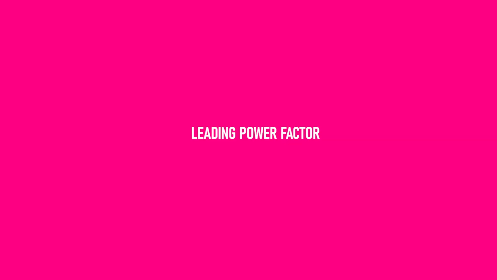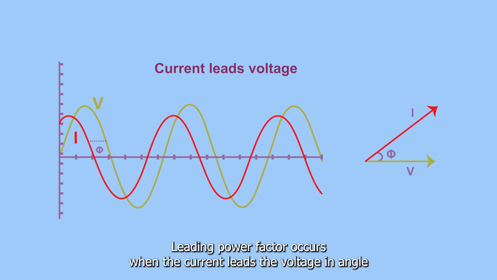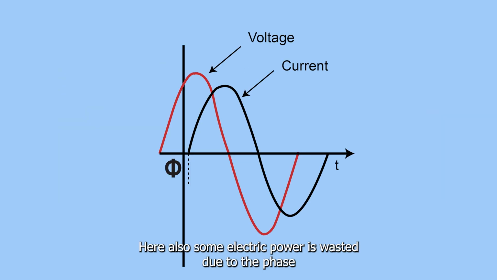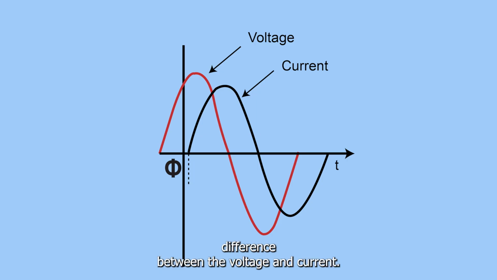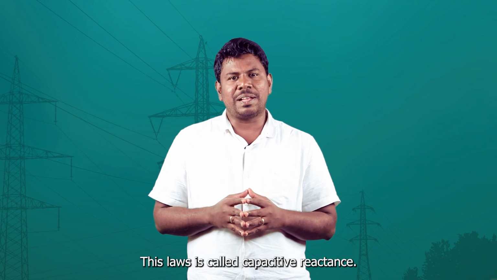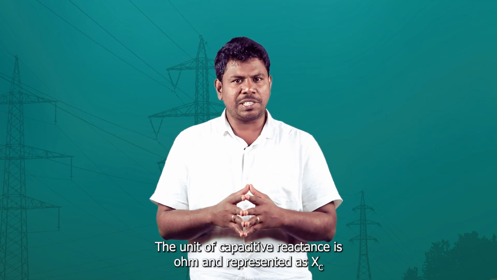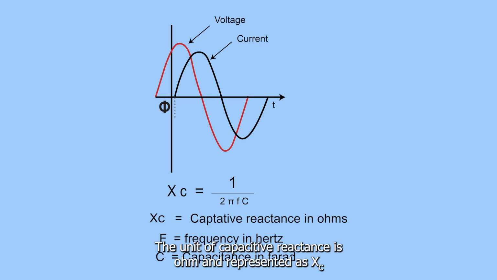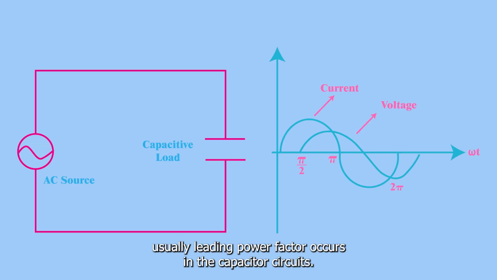Leading power factor. Leading power factor occurs when the current leads the voltage in angle. Here also some electric power is wasted due to the phase difference between the voltage and current. This loss is called capacitive reactance. The unit of capacitive reactance is ohm and it is represented as XC. To find the capacitive reactance, you can use the formula XC is equal to 1 by 2 pi FC. Usually, leading power factor occurs in capacitor circuits.